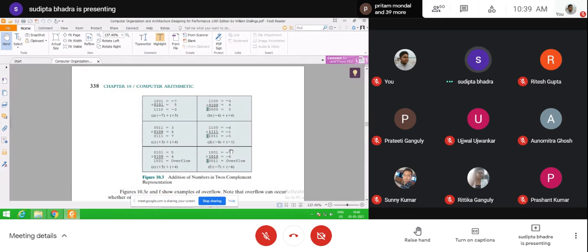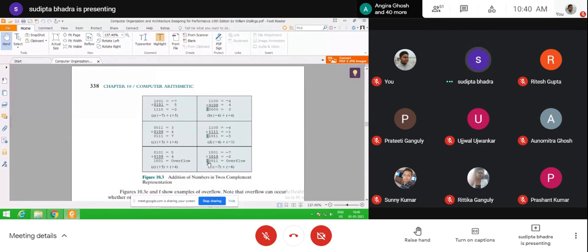Here also in 10.f, both numbers are negative. In that case, an overflow condition arises. After summation, we get a particular result: -7 and -6 will give you what? It will give you -13. So -13.